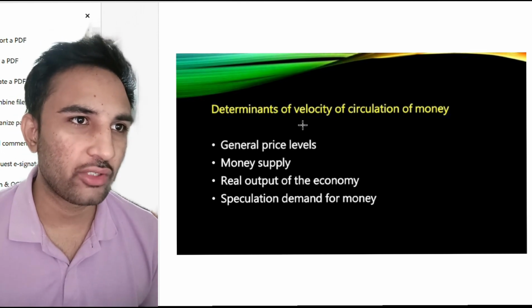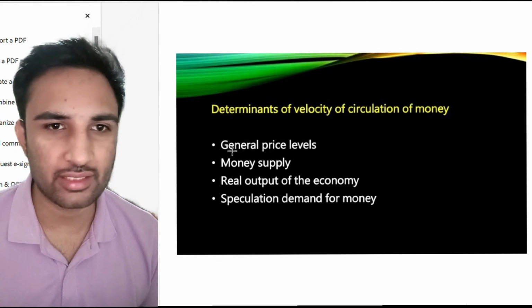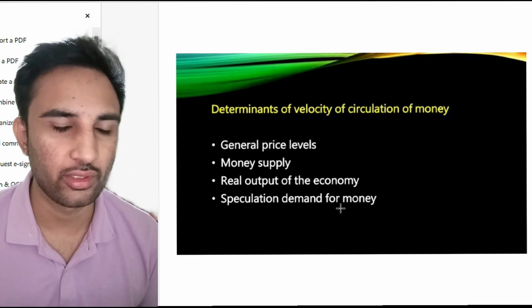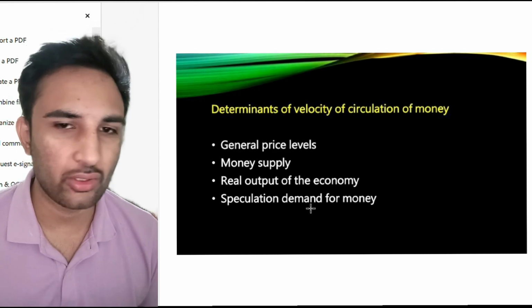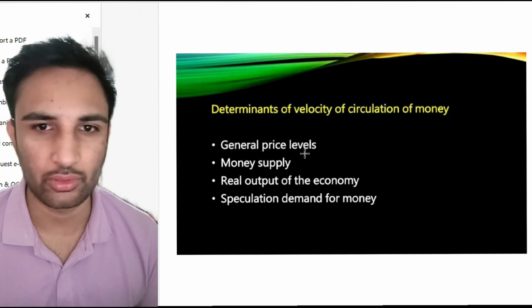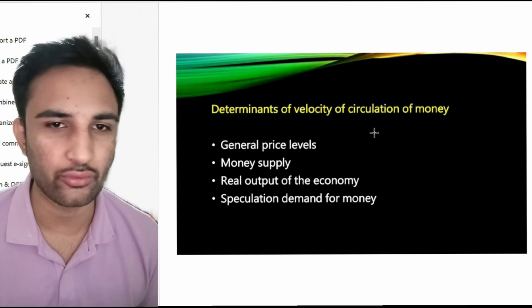Determinants of velocity of circulation of money. So general price levels, money supply, real output of the economy, and speculation demand of money. So these four points are the main factors of the velocity of circulation of money.